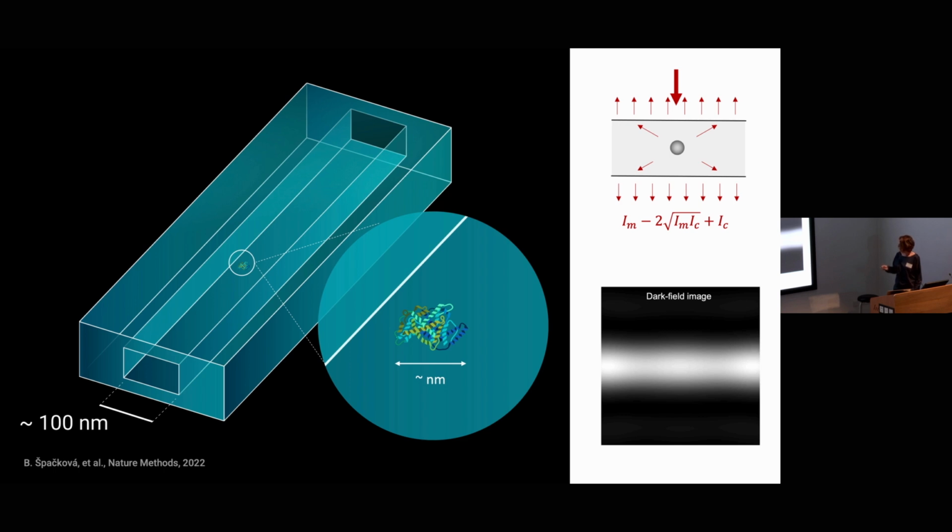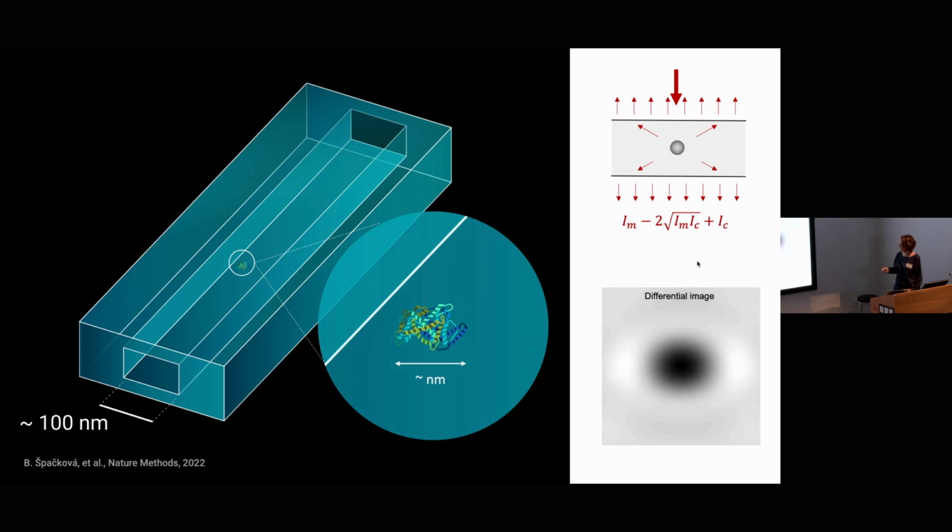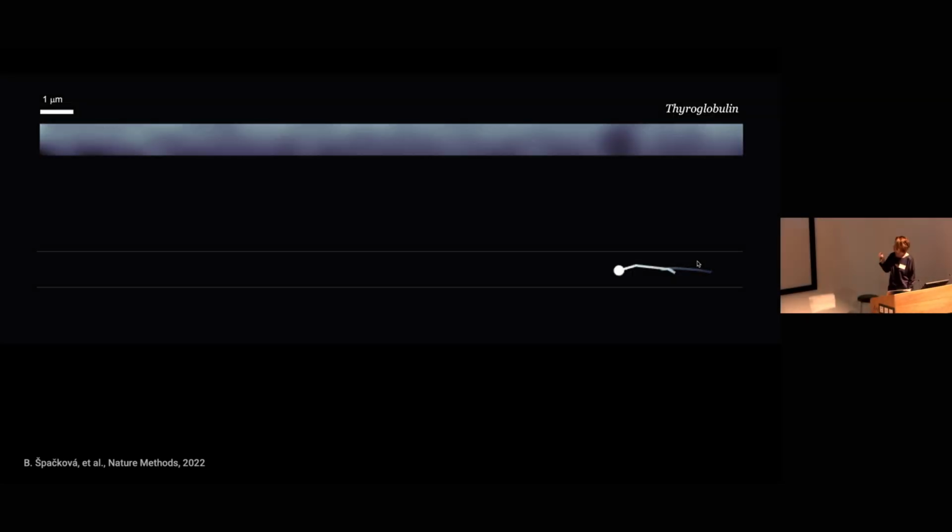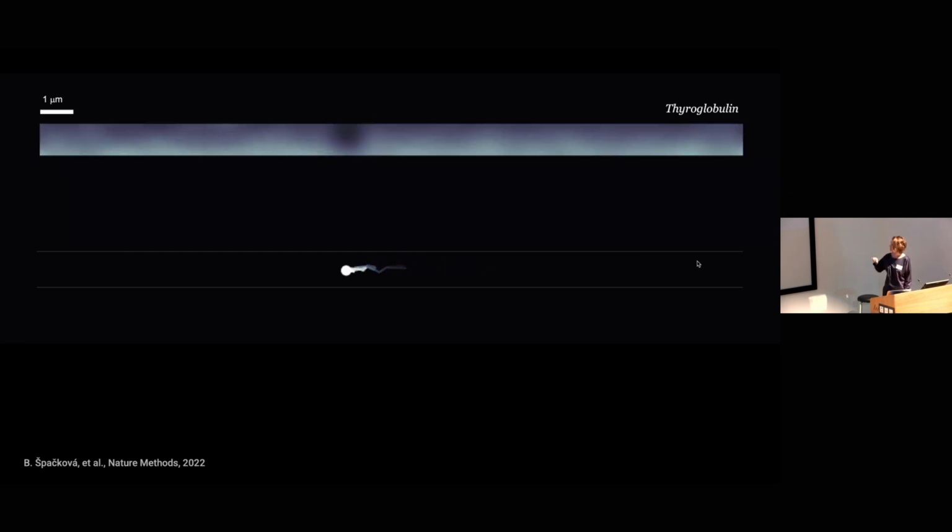So then, to image the molecule, you simply subtract your background, which is the image of the nanochannel, and then you can image your molecule, and you can see the molecule as a dark spot. And voila, if you do everything right, which is not always the case, then you can see a protein freely diffusing inside the nanofluidics.